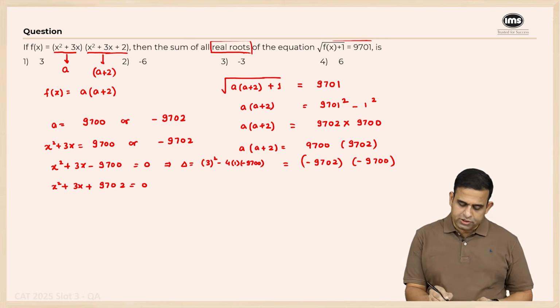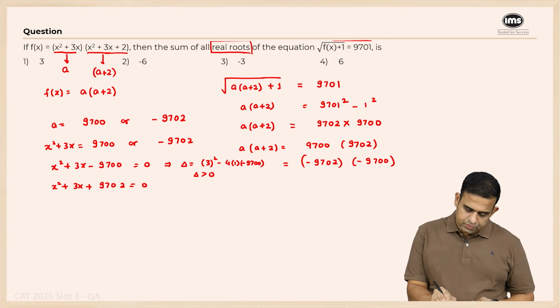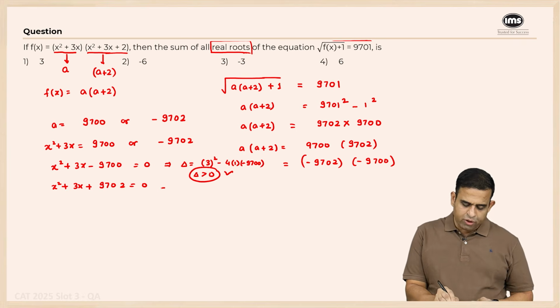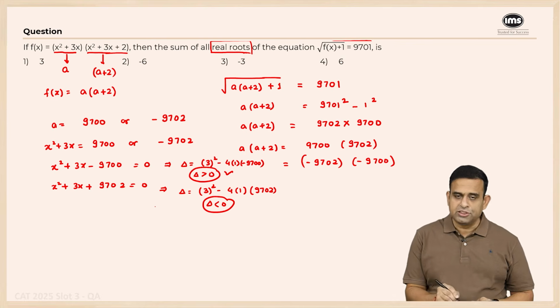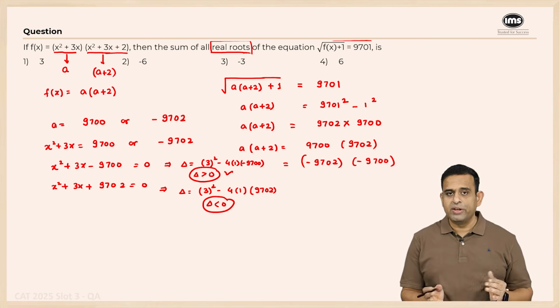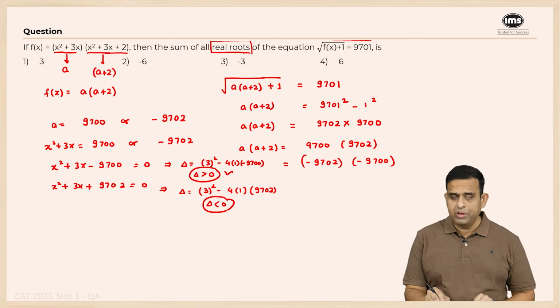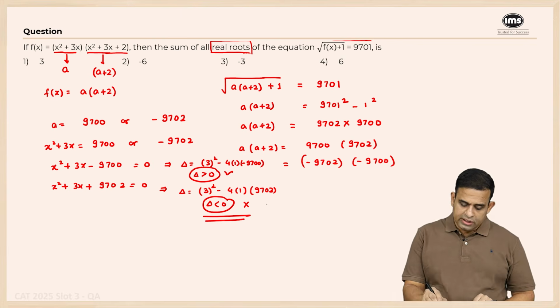Which is clearly positive. Perfectly fine. But for the second quadratic, your delta would be 3 square minus 4 into 1 into 9702, and this thing basically is less than 0. So for the second quadratic, one can say the required root will come out to be imaginary, and since I am only interested in the real root, this second quadratic can be ruled out.